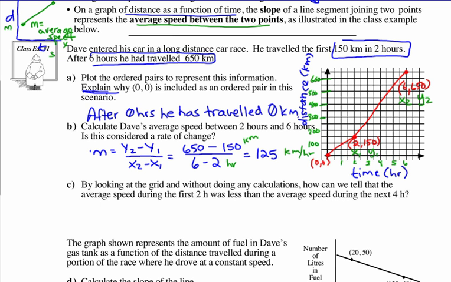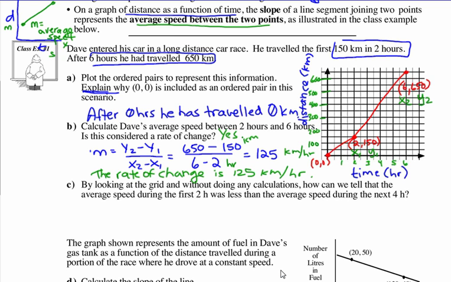And it asks, is this considered a rate of change? And yes, it is, because the slope is the rate of change. So the rate of change is 125 kilometers per hour. Yes, this was a rate of change.